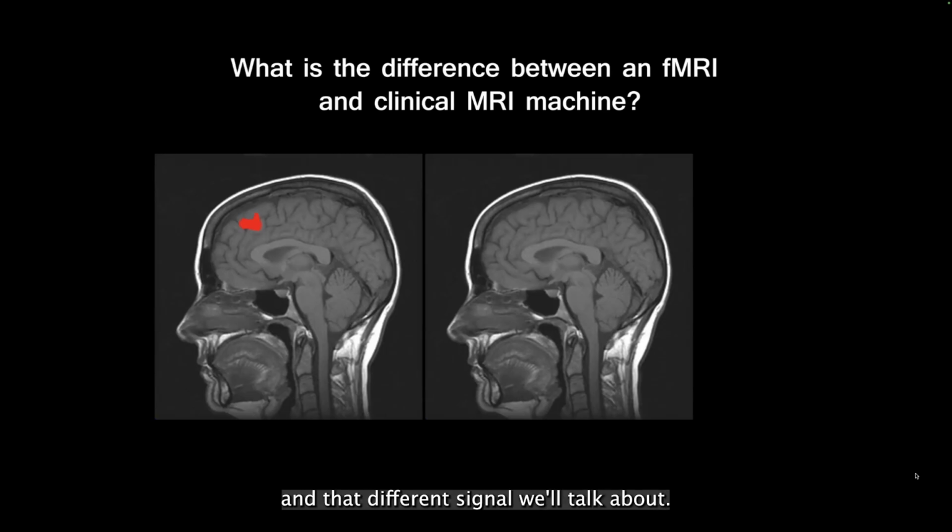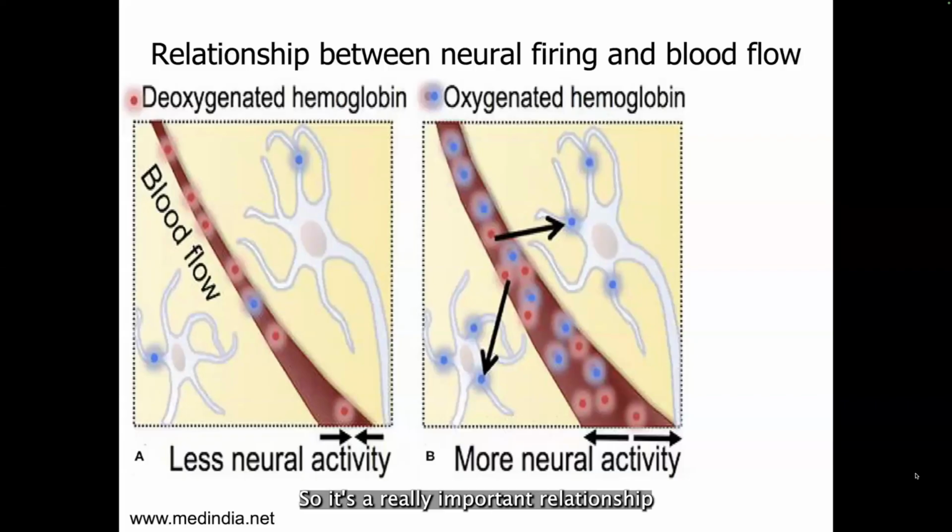And that different signal we'll talk about, but this gives us an idea of where neurons are firing the most, based on blood flow. And so there is no difference between an fMRI and a clinical MRI machine. All MRI machines can be used to look at function. So it's a really important relationship to establish before we get into BOLD fMRI.